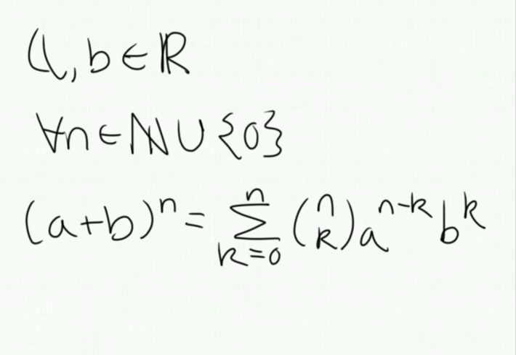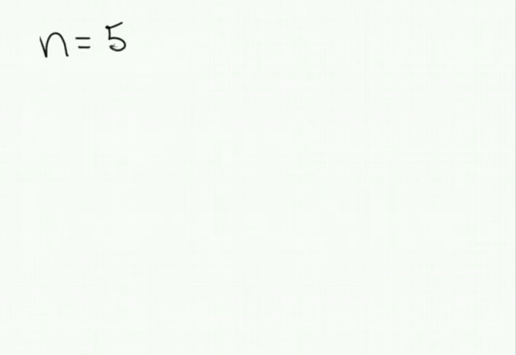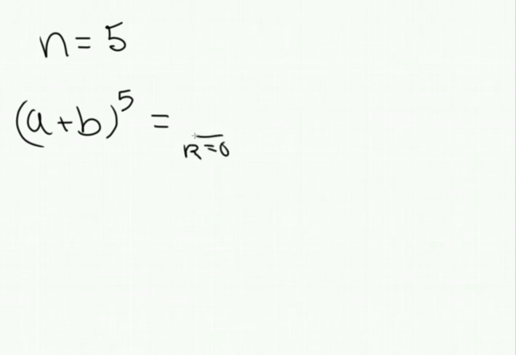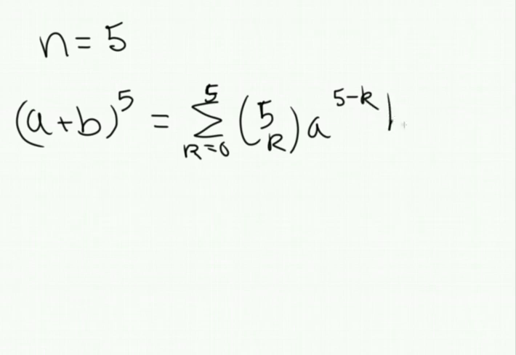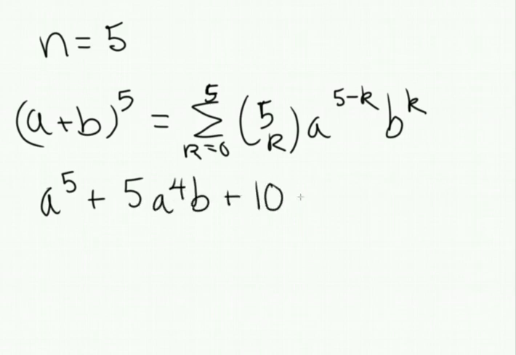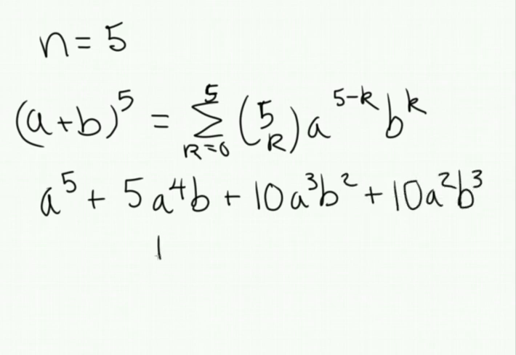To make this a bit more concrete, let's consider if we had n equal 5. Then (a + b)^5 equals the sum from k equals 0 to 5 of 5 choose k times a^(5-k) times b^k, which is a^5 + 5a^4b + 10a^3b^2 + 10a^2b^3 + 5ab^4 + 5b^5.